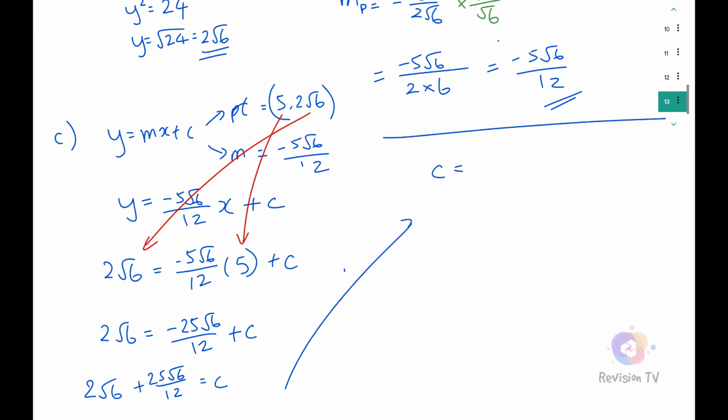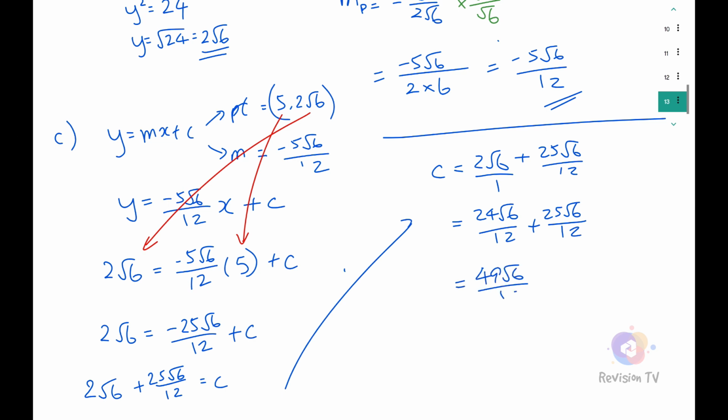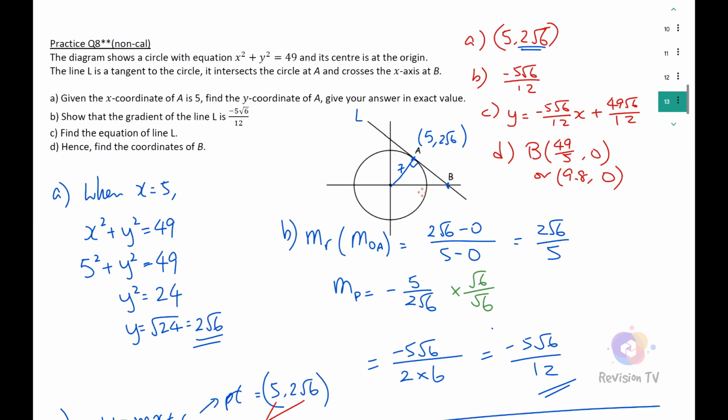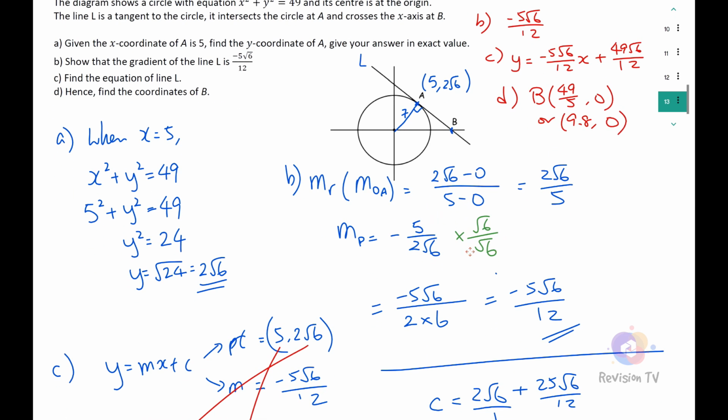Let me rewrite that. Remember 2 root 6 is over 1, so I can make it 24 root 6 over 12 plus 25 root 6 over 12. 24 plus 25 root 6 is 49 root 6 over 12. Therefore, the equation is y equals minus 5 root 6 over 12 x plus 49 root 6 over 12. I know that's a very hard question, but that's why I put it as the last question. I don't expect everyone to get it right, but I do expect you to understand how we work it out step by step. It's only more difficult because of the surd.